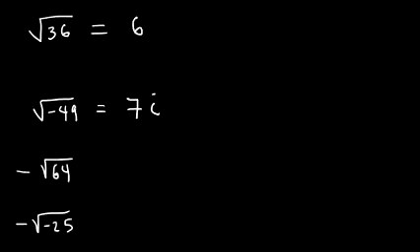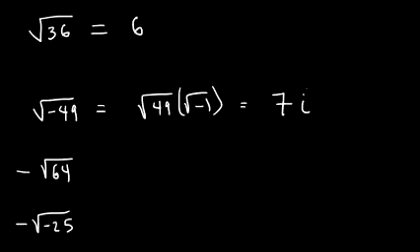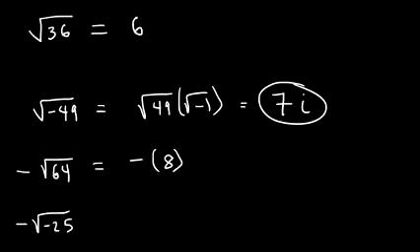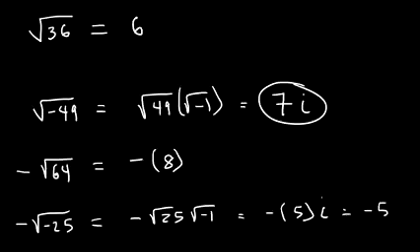But the way you show your work though, here's what you can do. First, separate the 49 and the negative 1. The square root of 49 is 7, and the square root of negative 1 is i. So you get 7i. The square root of 64 is 8, but there's a negative in front, so it's negative 8. Now for this one, we have negative square root 25 times the square root of negative 1. The square root of 25 is positive 5, and the square root of negative 1 is i.